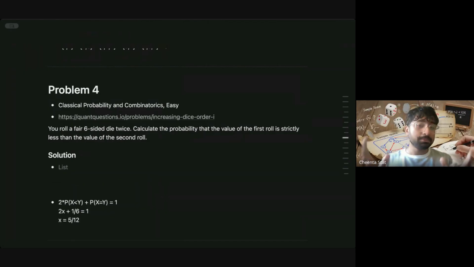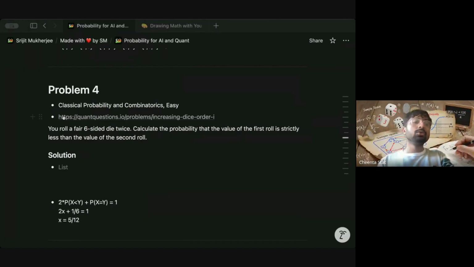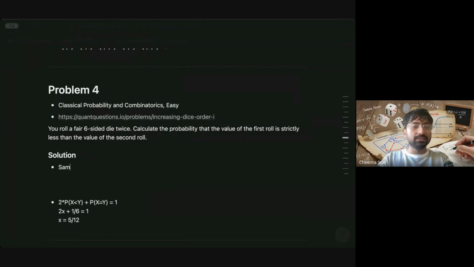Since it's an easy problem, we will be teaching you how to think from scratch. You roll a fair six-sided die twice. What is the sample space of it? That's the first question. What is the experiment first? The experiment E is nothing but the outcomes of two fair dice, six-sided, remember that.